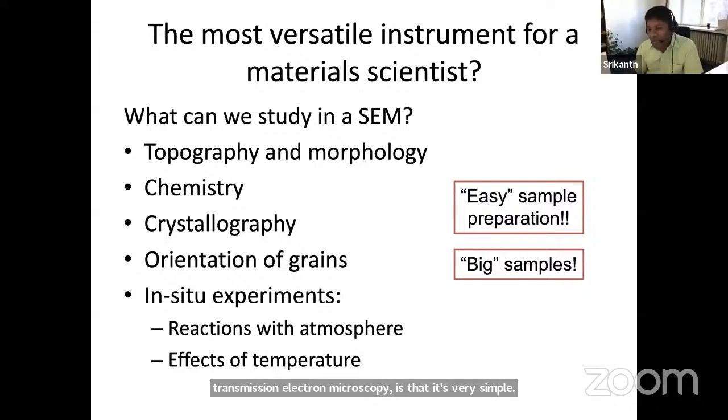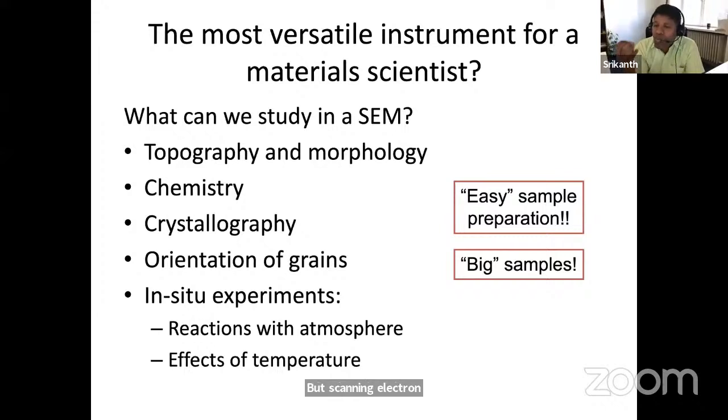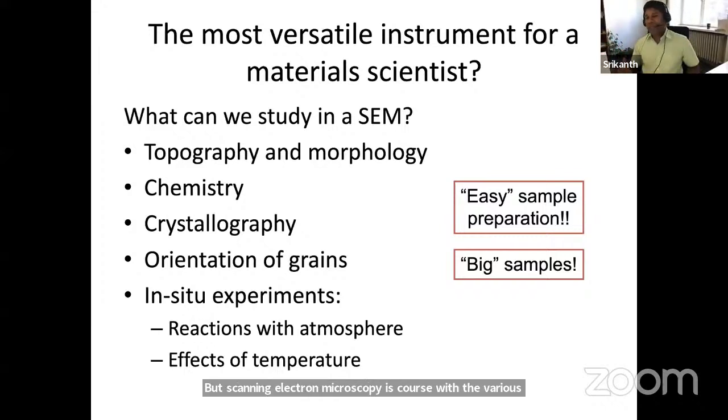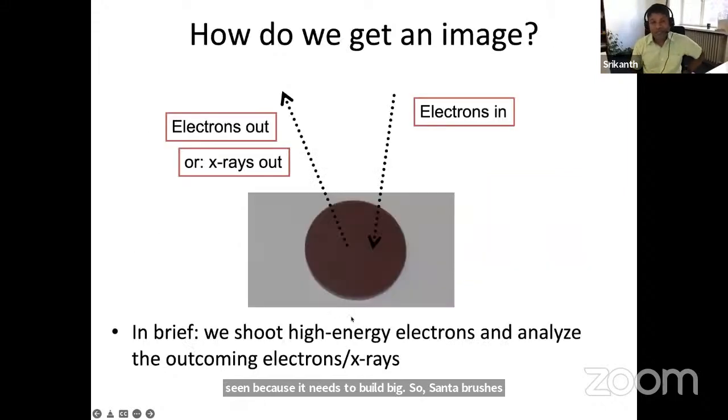It's not so much laborious. And it transmits a very tiny and very small, and you need to be very accurate, and you need to have expertise in order to work with that. But scanning electron microscopy goes with a very large sample preparation, and small structures cannot be seen because it needs to be a little bigger. So sample preparation is very easy, and you need to have big samples in order to work with.